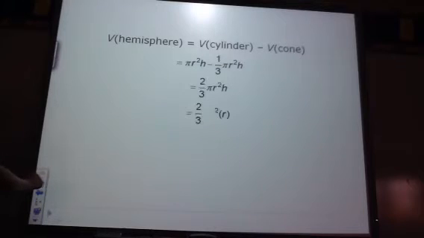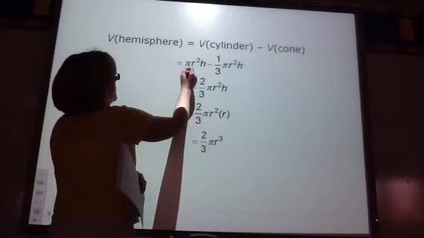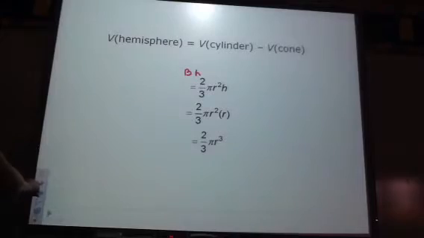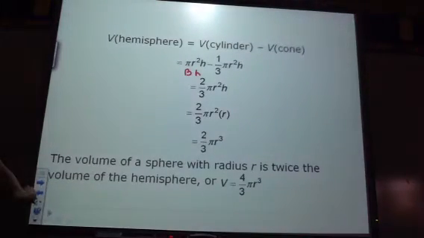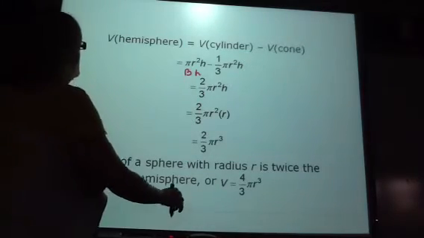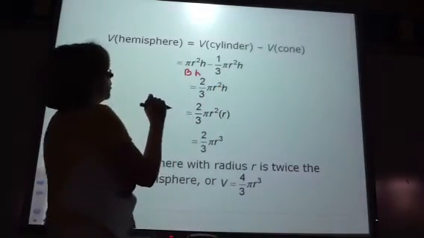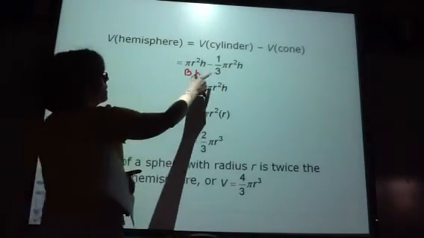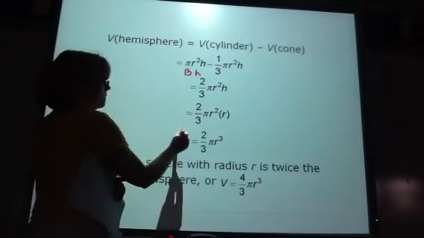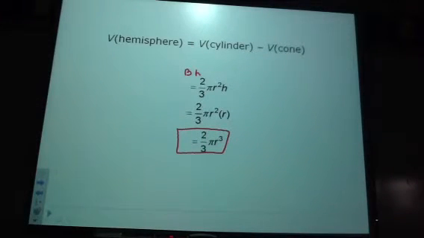Okay, let's move on. All right, the volume of a hemisphere is the volume of a cylinder minus the volume of a cone. So the volume of a cylinder is the area of the base times the height. And then the volume of the cone, remember, is 1/3 of the base times the height. So what we're doing here is simplifying this formula, and when you simplify it down, this is what you get for the volume of a hemisphere.